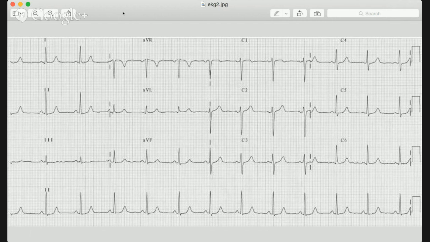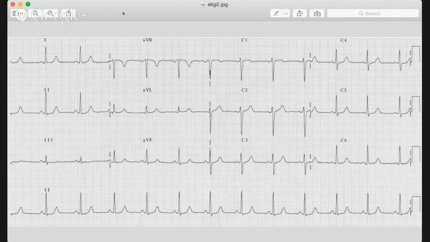Normal axis deviation, correct? I would say that's incorrect. I would say that there's no such thing as normal axis deviation. And you were so right. This is a normal axis. Sorry for the confusion. All right, let's move on to number 4.